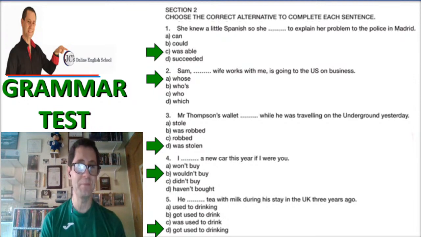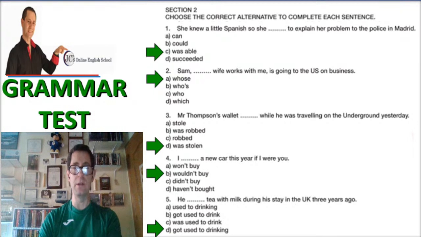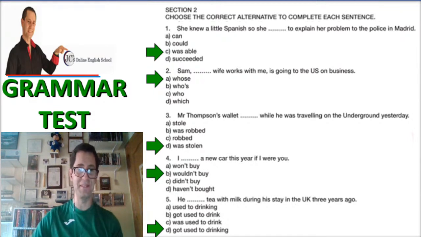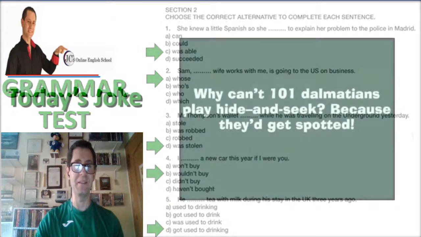And number five, he got used to drinking tea with milk during his stay in the UK 3 years ago. Okay. Math, congratulations. Yes. Pablo is making comments to Chris's sentences.